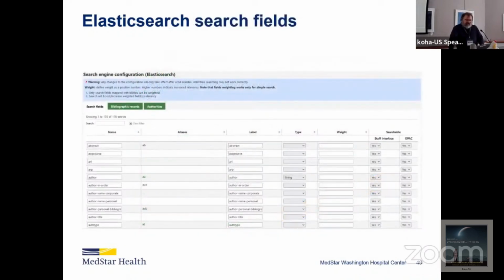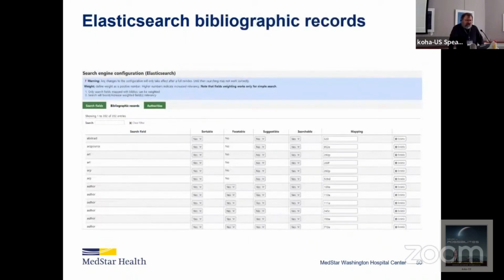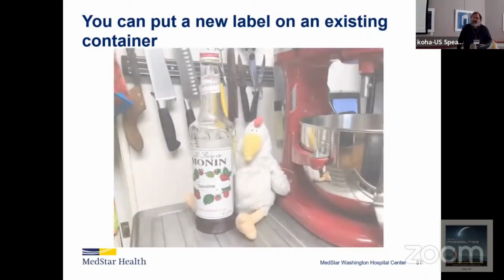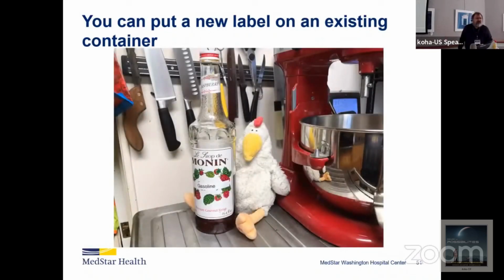But here you have the search fields, the name of the field. And over here, bibliographic records, this is where you can start changing things. Right now, yeah, abstract is in the 520. Good. Go down a little more. So you can put a new label on it. You can change the index name, change the field index, and you can repurpose things.